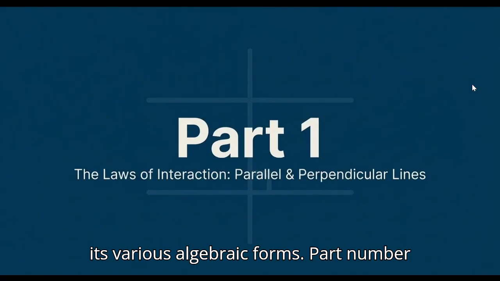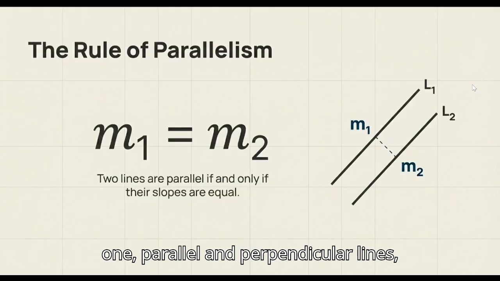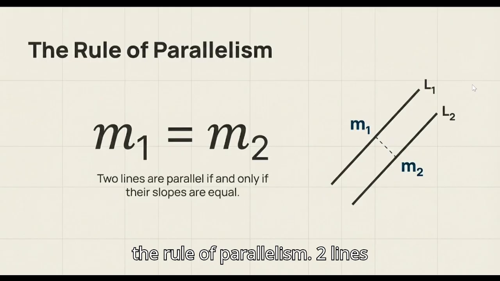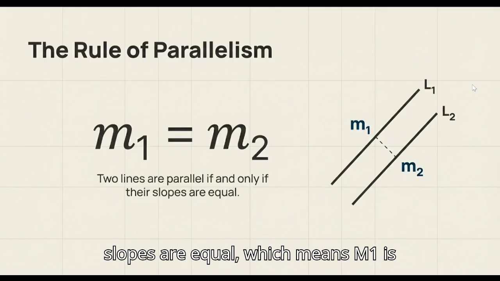Part number 1, parallel and perpendicular lines. The rule of parallelism: two lines are parallel if and only if their slopes are equal, which means m1 is equal to m2.